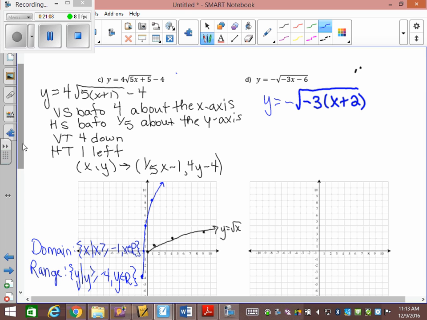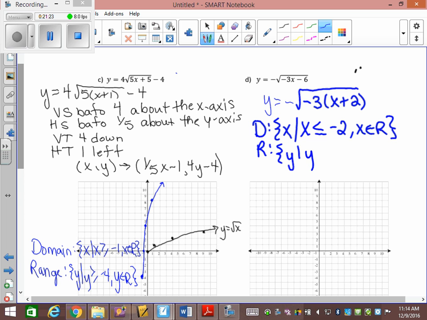So if I just do the domain and range just off of here, my domain is going to be x such that x is less than or equal to -2, because it's based on my horizontal translation. And my range is going to be y such that y is less than or equal to 0, because I have no vertical translation. Didn't have to graph it at all, and I could come up with those, right?